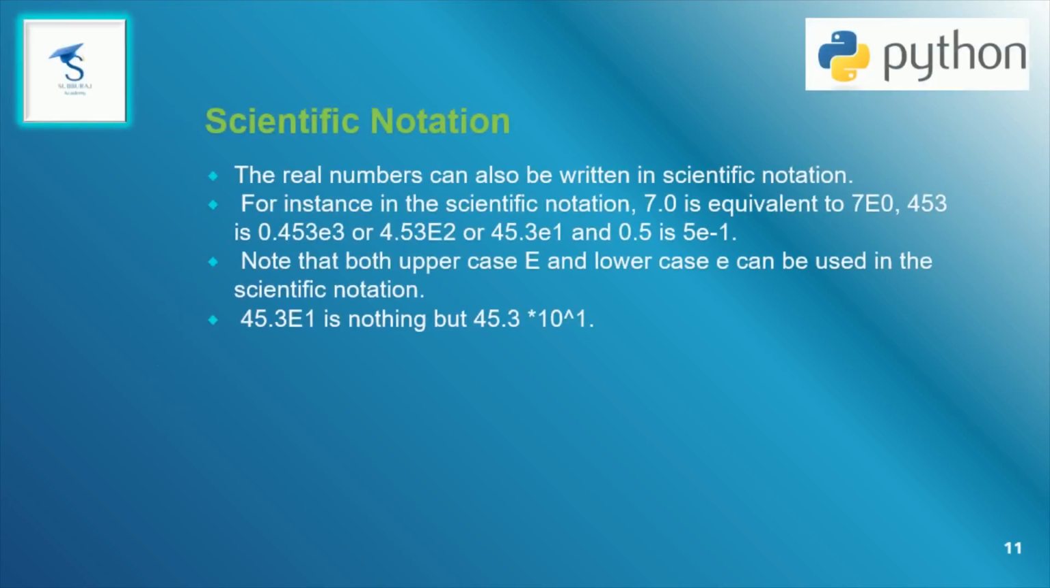The real number means a floating point number. The real numbers can also be written in scientific notation. For instance, in the scientific notation, 7.0 is equivalent to 7e0, 453 is 0.453 times 10 to the 3 or 4.53 times 10 to the 2 or 45.3 times 10 to the 1, and 0.5 is 5e-1. Note that both uppercase E and lowercase e can be used in the scientific notation. 45.3 times 10 to the 1 is nothing but 45.3 asterisk 10 to the power of 1.